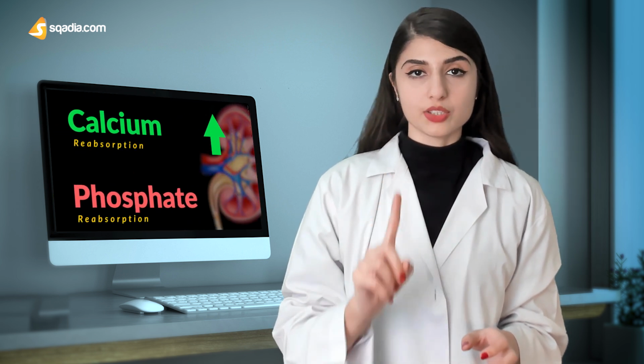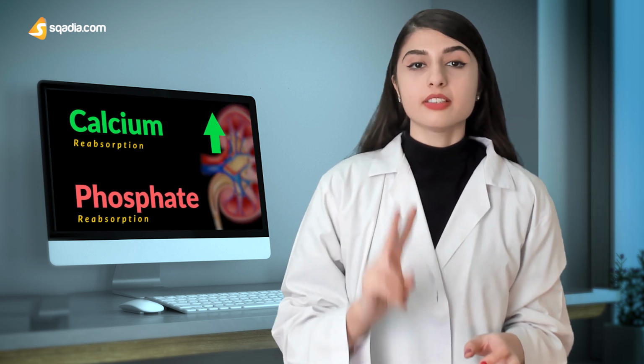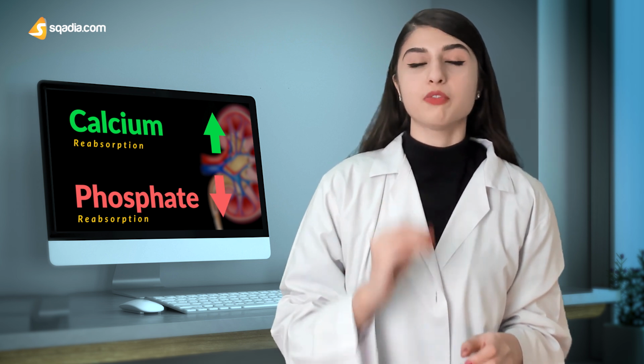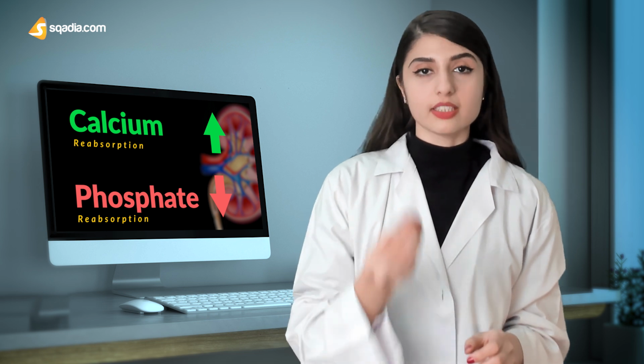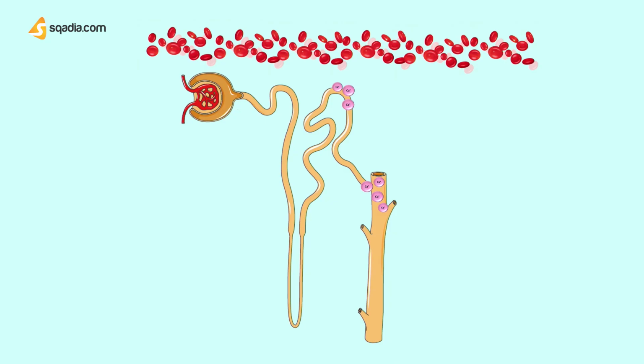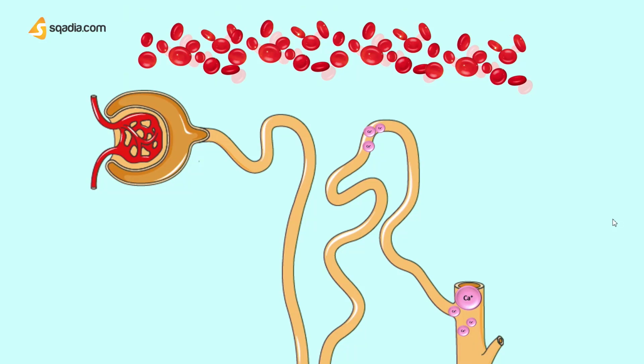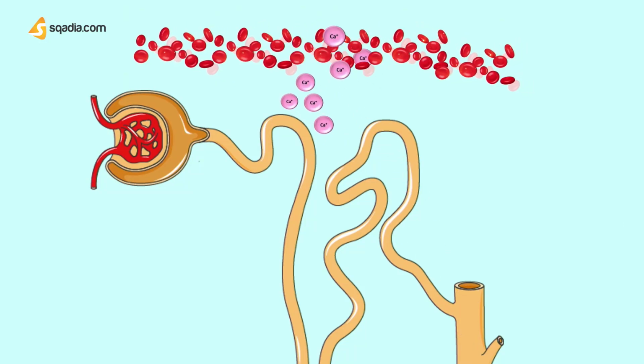So now in the kidneys, the parathormone will do two things. Firstly, it will increase the calcium reabsorption, and secondly, it will decrease the phosphate reabsorption, which means that more phosphate will be excreted in the urine. The parathormone increases the calcium reabsorption mainly from the distal convoluted tubules and the proximal part of the collecting duct. So it returns back to the systemic circulation, thus increasing the calcium ions in the blood.